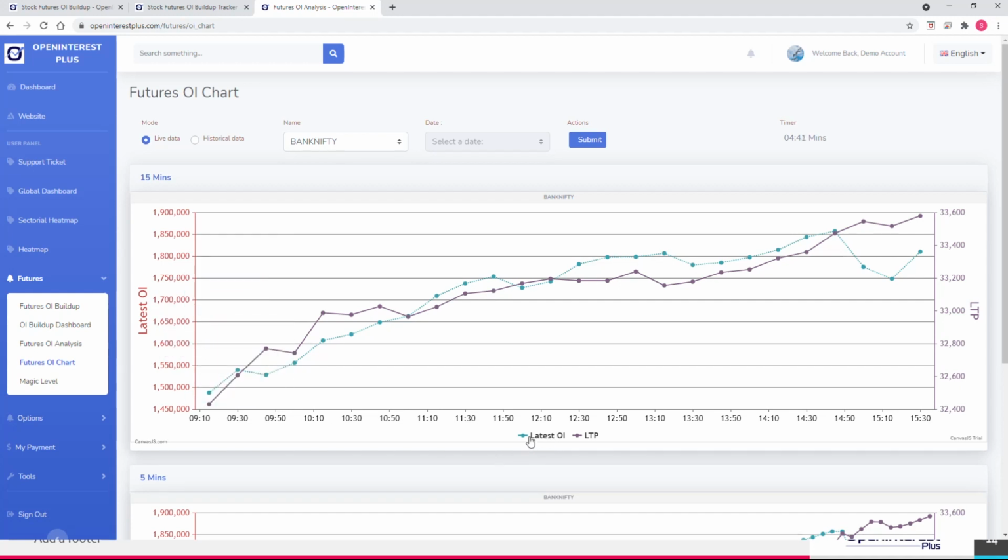The latest OI is highlighted using this color, and the LTP is highlighted using this purple color. You can see that the LTP is increasing and the open interest is also increasing. This is a very classic example of long buildup: an increase in open interest and an increase in LTP.